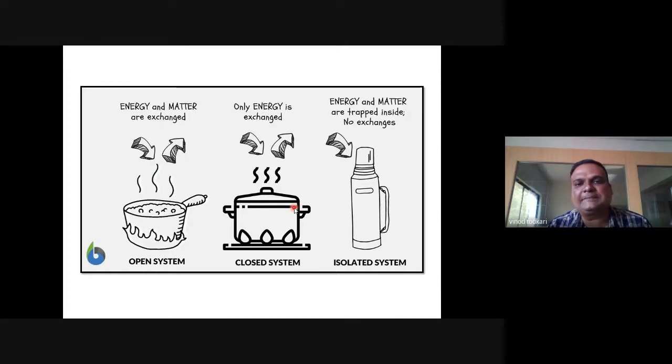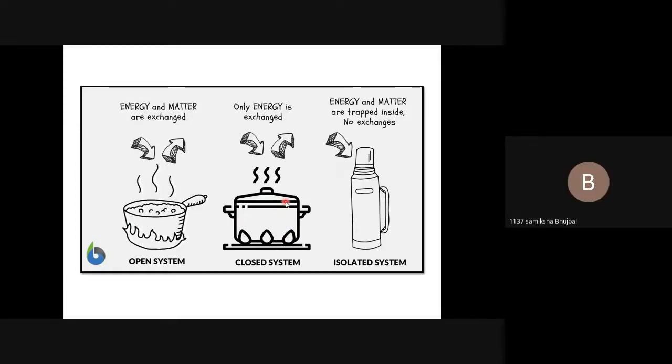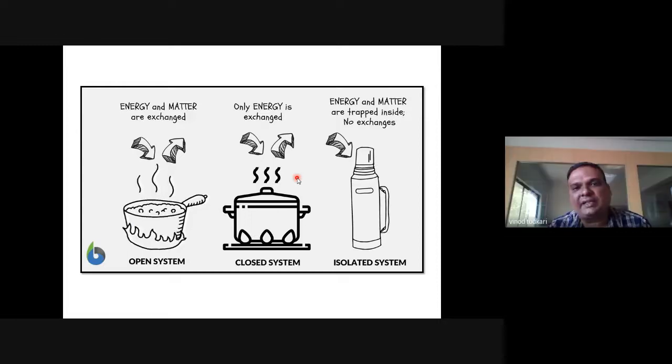What is closed system? Can you call this a closed system? Yes, sir. Why? Because it has only energy exchange. Matter does not exchange with the surrounding. Yes, very good. It has only energy interactions with the surrounding. It cannot have mass interactions with the surrounding. Pressure vessel is the example of closed system because it cannot have mass interactions with the surrounding. But yes, it is having energy interactions with the surrounding.